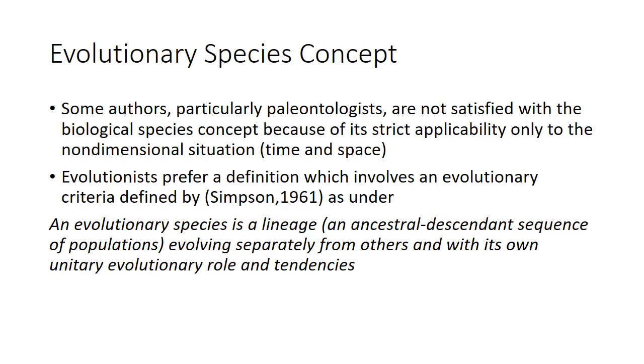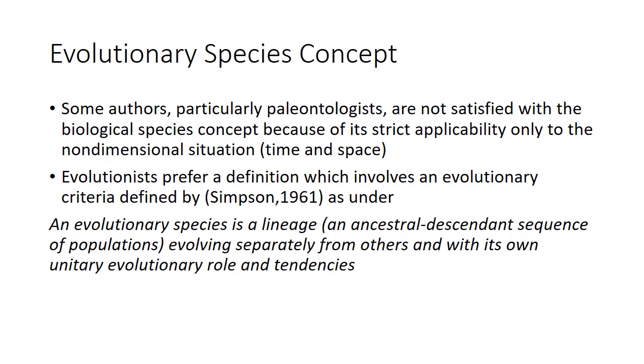Now we are going to discuss the evolutionary species concept. Some authors, particularly paleontologists, are not satisfied with the biological species concept because of its strict applicability only to the non-dimensional situation, that is, time and space. However, paleontologists were working on animals from different eras and different epochs, so time was a dimension important for them. Similarly, space was also a very important dimension for the naturalists who were dealing with evolution.